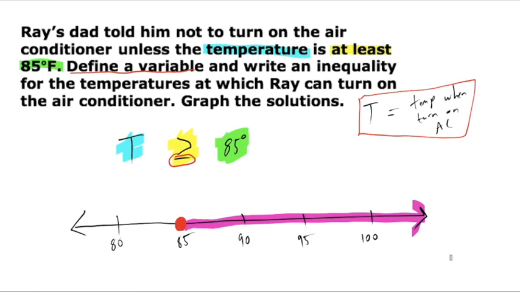I answered all parts. I defined my variable. I said what it was in words. I then wrote the inequality, so I basically changed their words into a mathematical inequality. And then I graphed the solutions. I made a number line, and I decided whether it was closed or open, and shaded left or right.